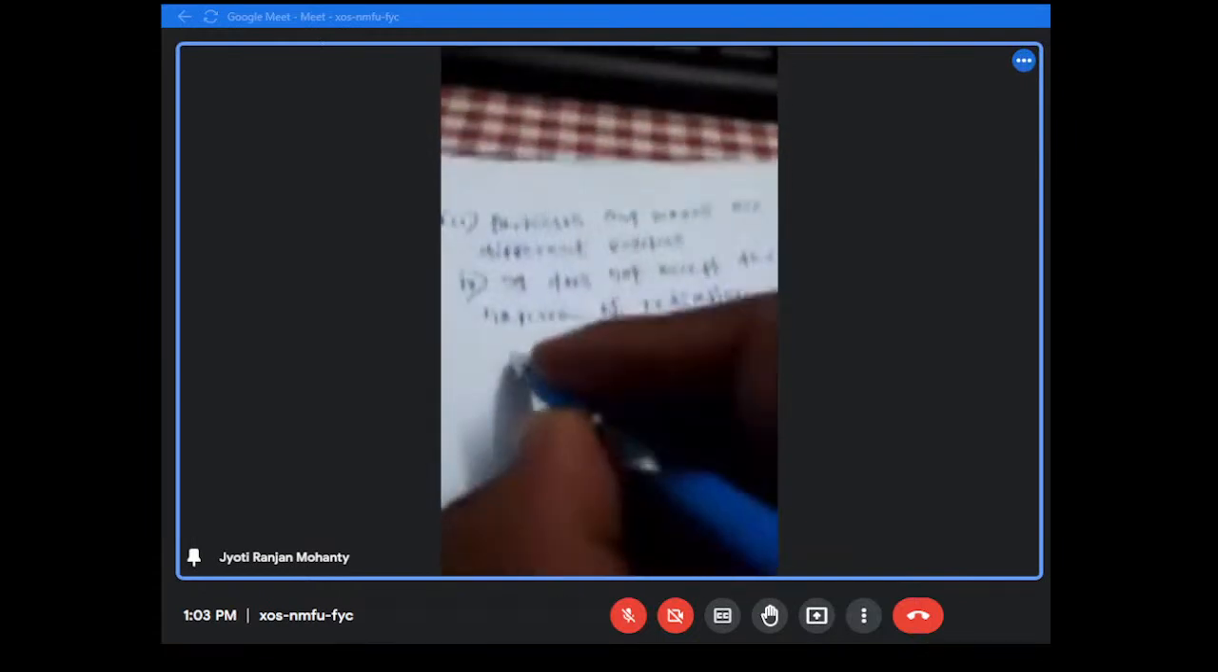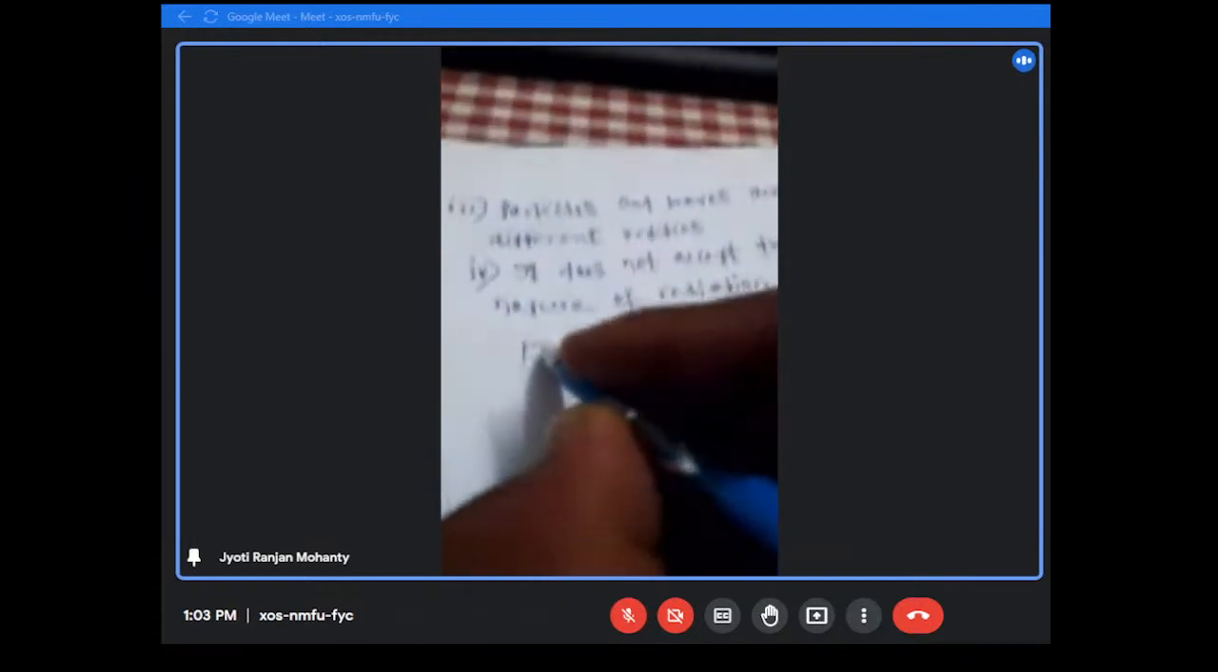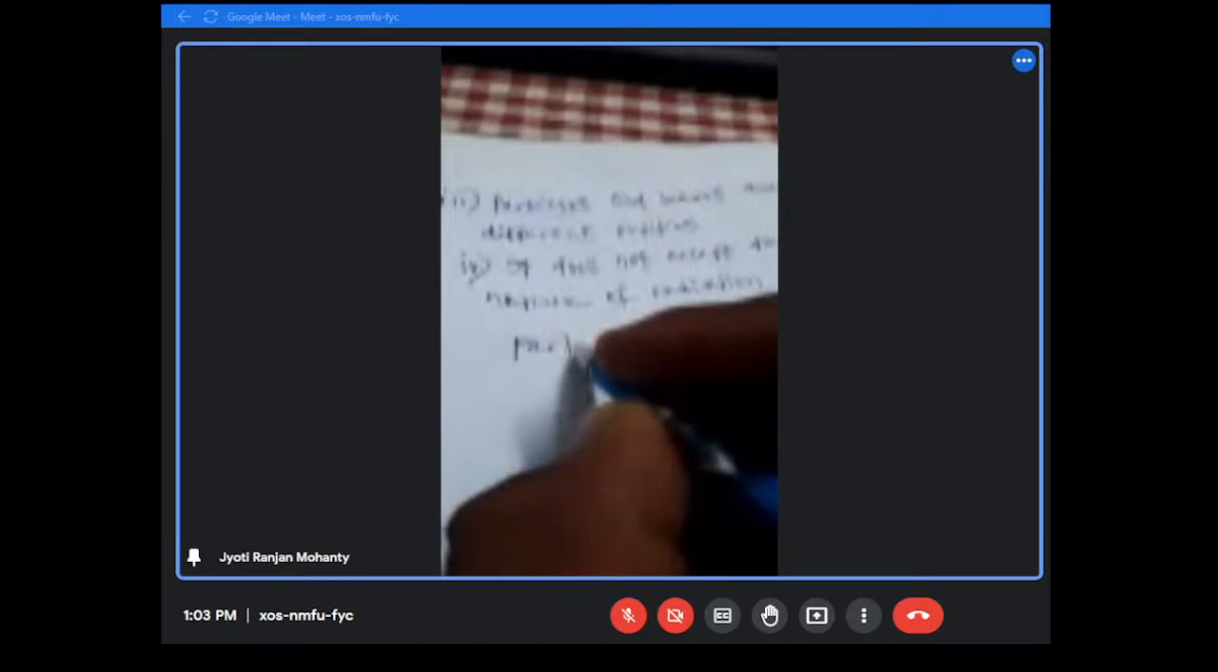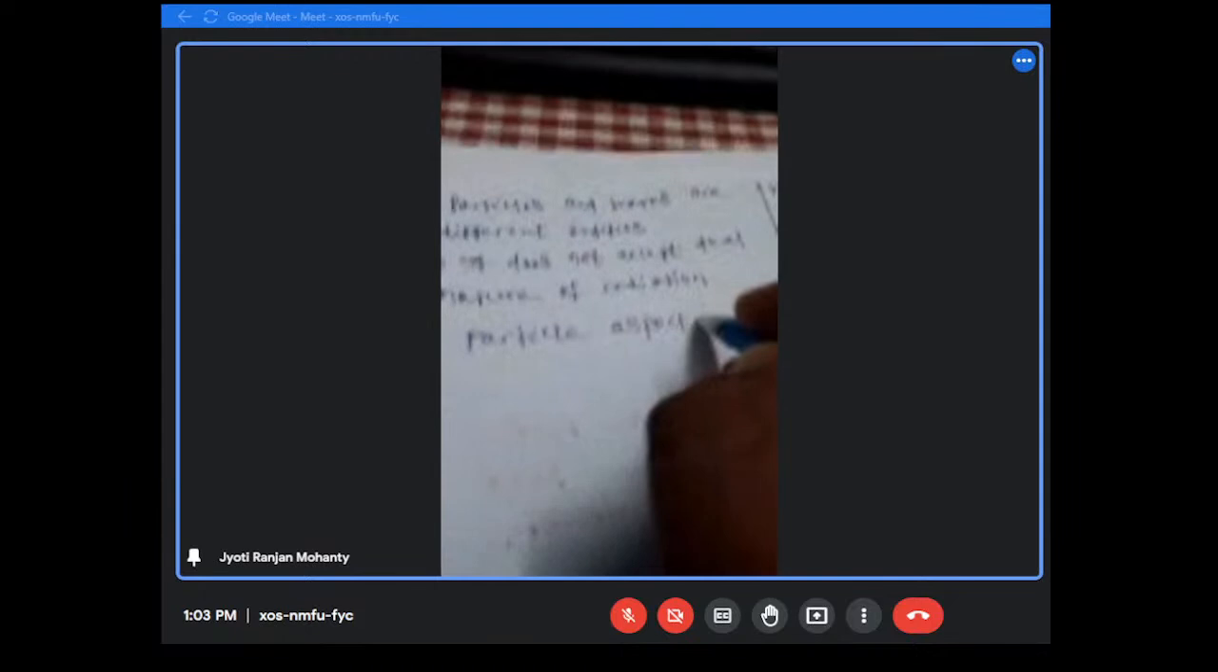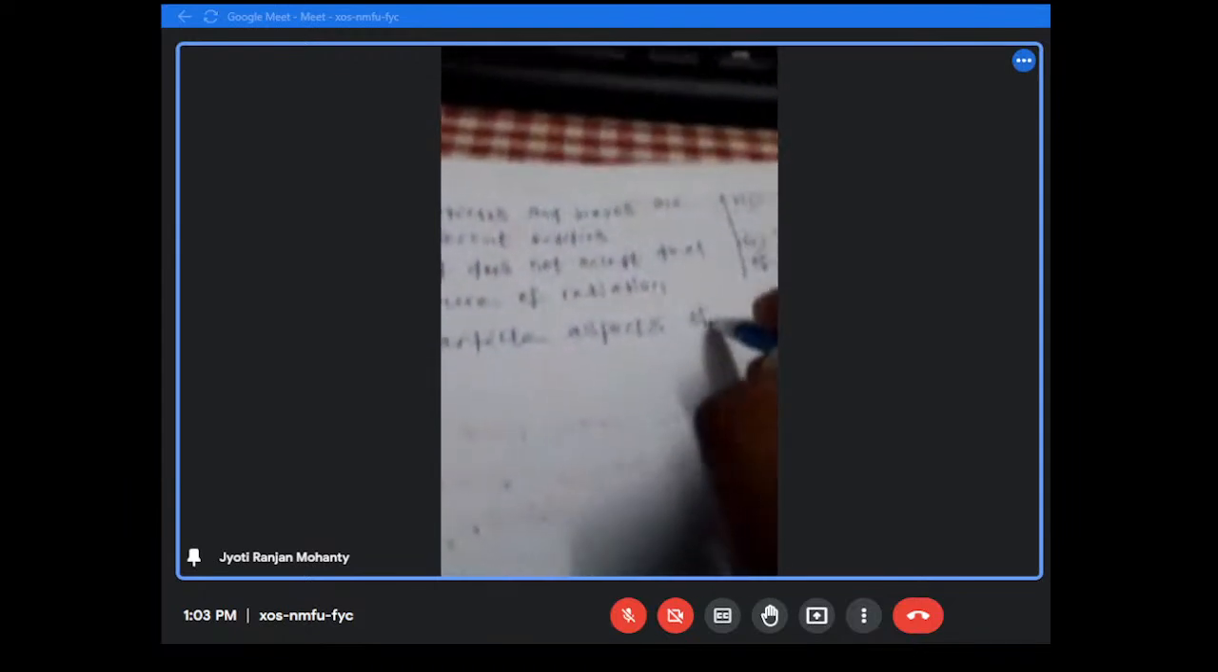Next, give the heading: particle aspects of radiation.